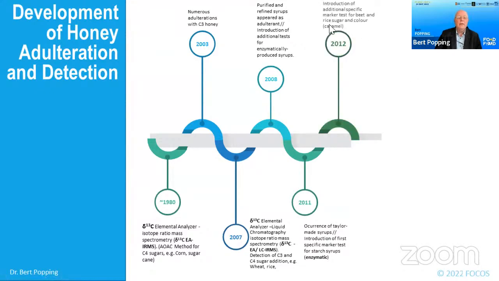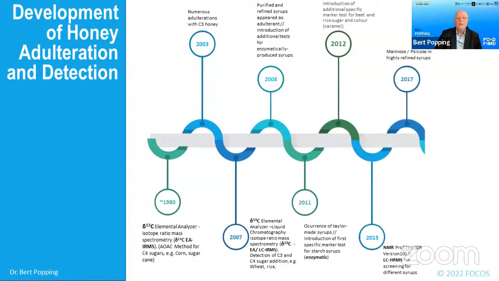And then you had the introduction of additional specific markers for rice sugar and color. And then there was NMR profiling. So now we have an additional adulterant, specifically mannose and psicose, in highly refined syrups. And we have tailored syrups.